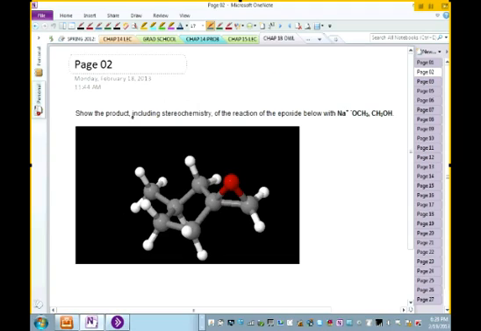Okay, let us see here. Yeah, Dwayne, go ahead and read this for us. Show the product including stereochemistry of the reaction of the epoxide below. Okay. Thank you. Now this here is actually oxygen. I hope you can see that.